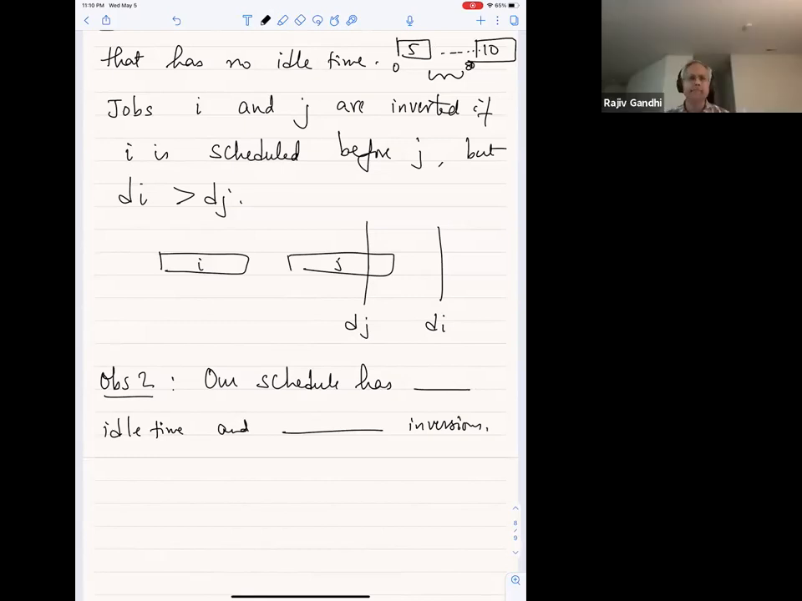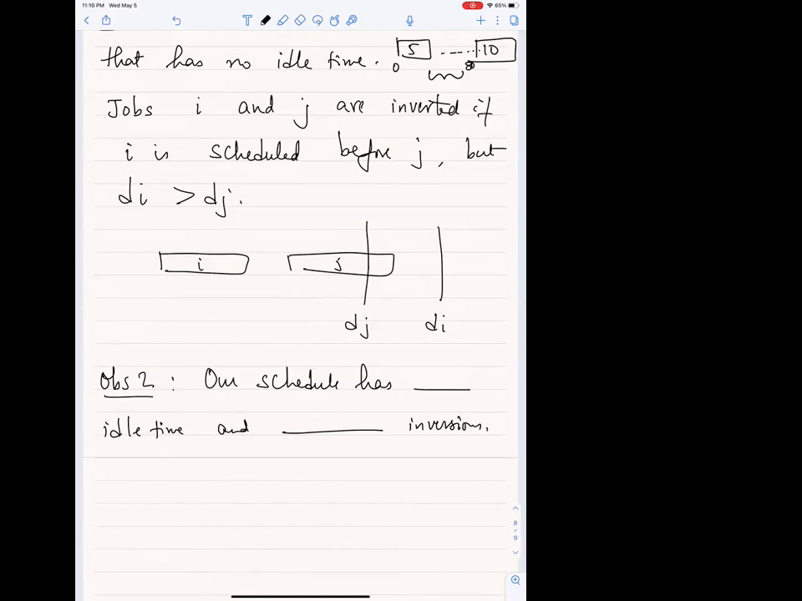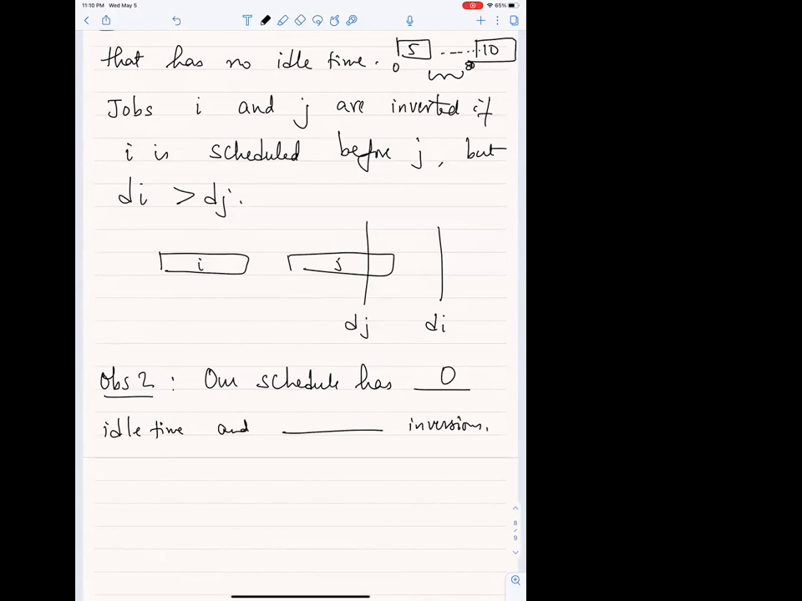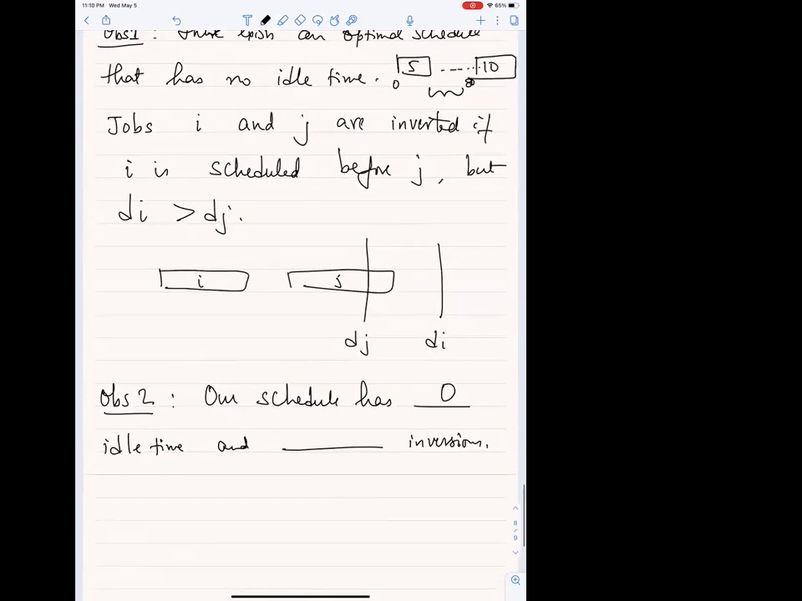Okay, Anushka. Sir, our schedule has no idle time because if it did, then the timeline we've drawn above would have a gap in between, but it doesn't. Exactly, very good. So zero idle time. And Anushka, how many inversions? So there's one inversion because the order of jobs is J3, J1, and J2.